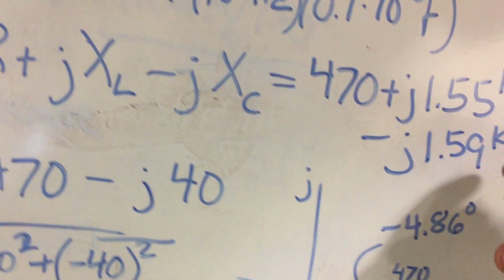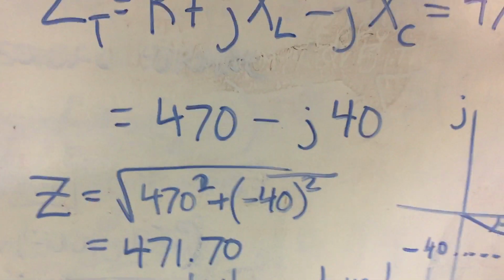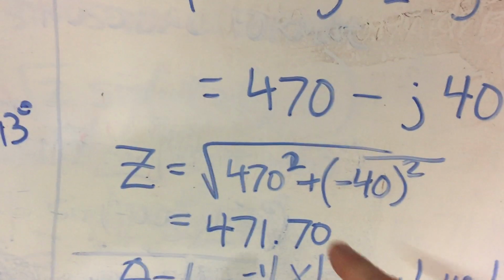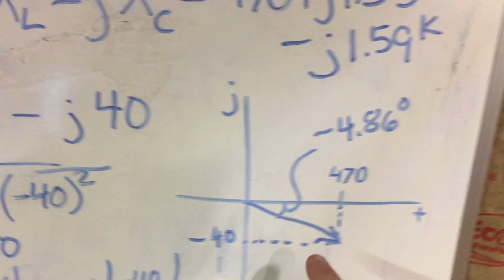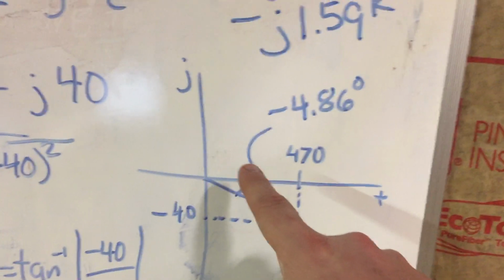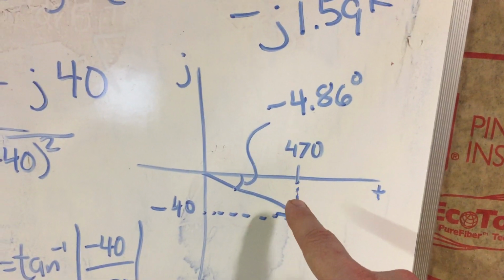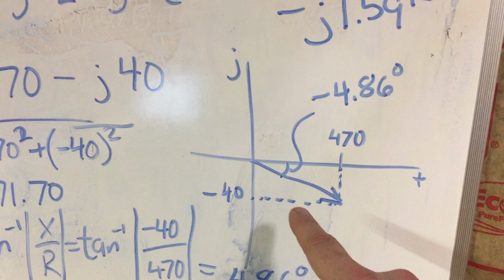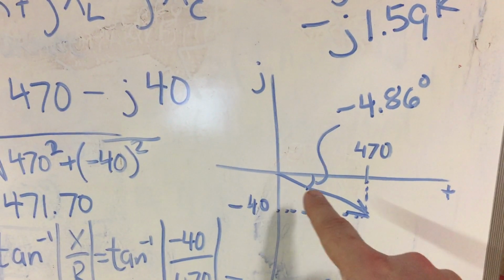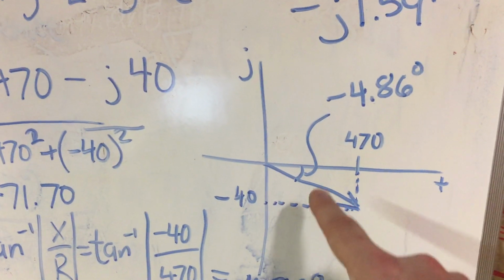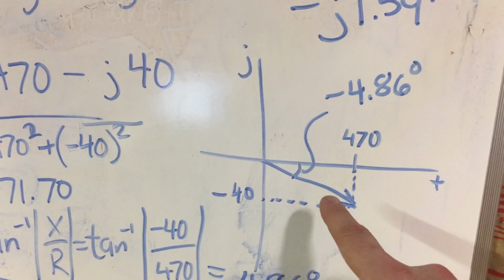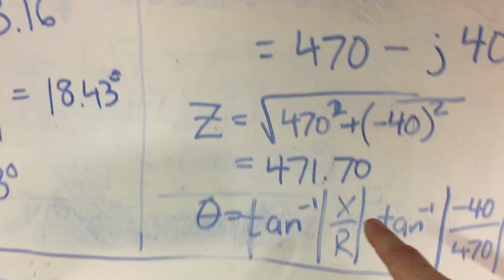Because remember, those are times 10 to the third. So then that's the rectangular form. So we're going to go over here and draw that real quick. The 470 is here, and then the -40 is here. So we know that that angle is going to be negative, okay? We don't know what it is yet. I know I have it written here, but we haven't figured it out.